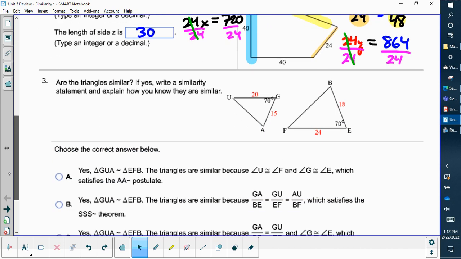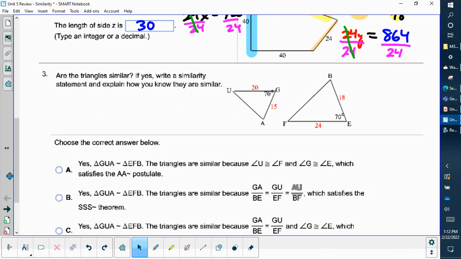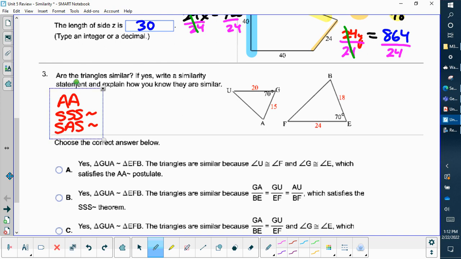Okay, let's go down to this one. Are the triangles similar? There are three methods for similarity: angle, angle; side, side, side; and side, angle, side similarity. Now we put these little tildes here at the end, so they're not to be confused with congruency. Okay?